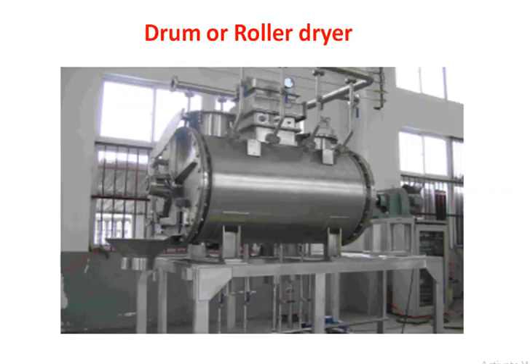Here you can see the picture of the drum or roller dryer. Only the paste is applied over this drum, and the drum is rotated and heat is passed over it. After it gets dried, the dried material is removed from the drum. Any powders, pastes or purees can be applied over this drum, and we can get the product in the form of flakes.